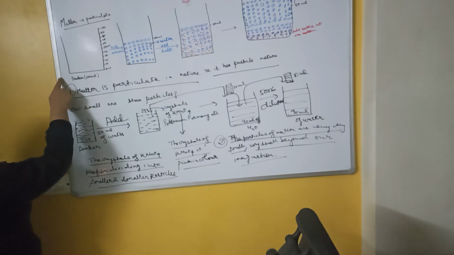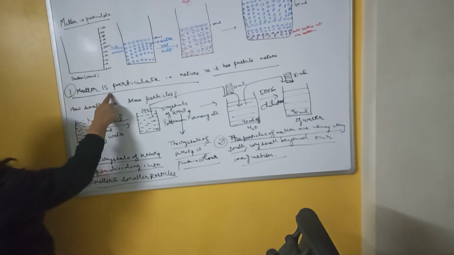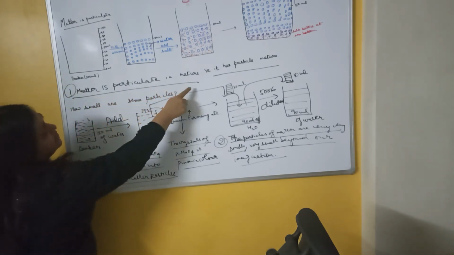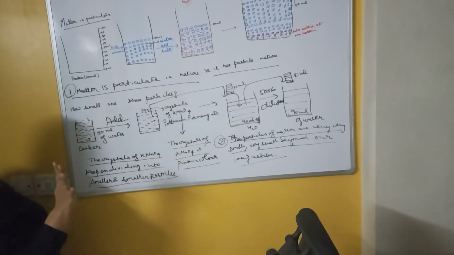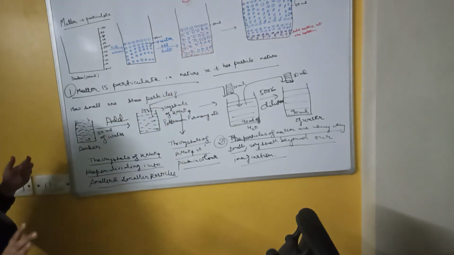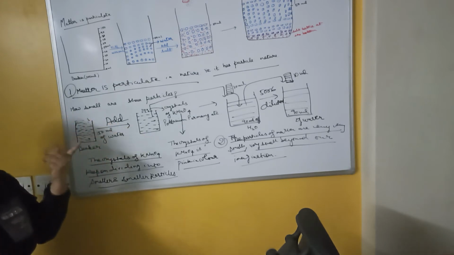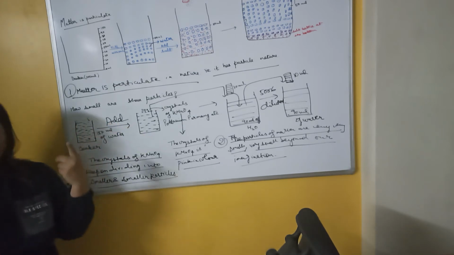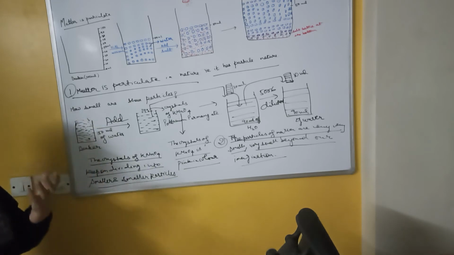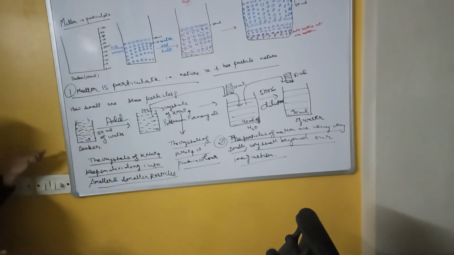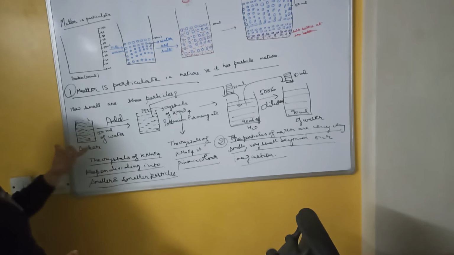Thus, from the first experiment, we reached the conclusion that matter is particulate in nature, that is, it has particle nature. Now the second question is, how small are these particles? If matter is at all particulate and it has a particle nature, then how small are these particles? For this we take a second experiment demonstration.